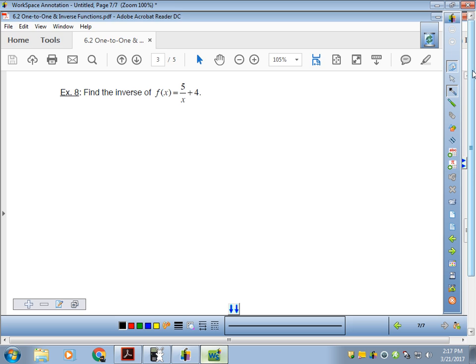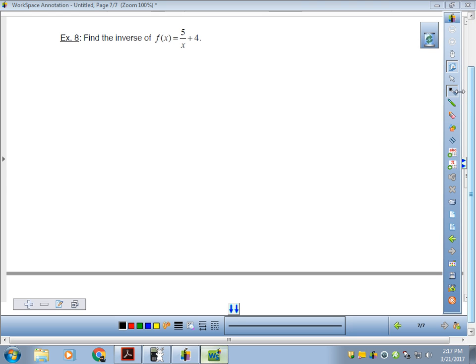Right, let's look at number 8. Number 8 asks us to find the inverse of f of x equals 5 over x plus 4. So first thing we're going to do is replace f of x with y. So y equals 5 over x plus 4. The second thing we'll do is switch x and y. So we'll have x equals 5 over y plus 4.